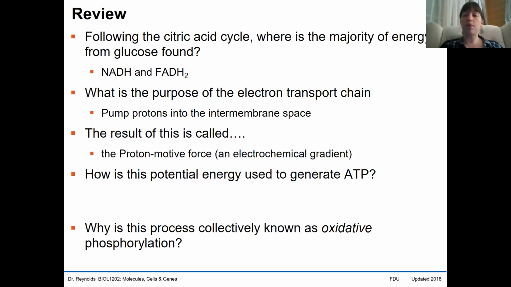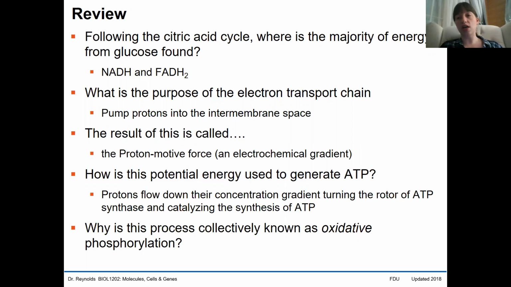We call this pumping of protons, the resultant force that it creates, the proton motive force. It's a very special electrochemical gradient which is in the cell, and we give it a special name because it can do special jobs. When those protons flow back down their concentration gradient through the rotor of ATP synthase, that's when we finally catalyze the production of ATP. And because oxygen is responsible for keeping the electron transport chain flowing, ultimately it's responsible for keeping the entire chemiosmotic and oxidative phosphorylation process going.